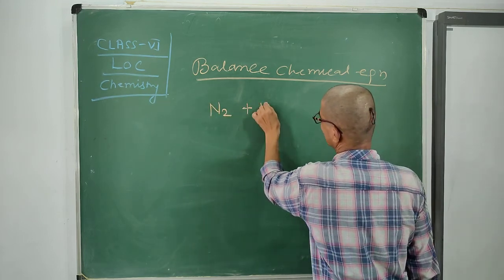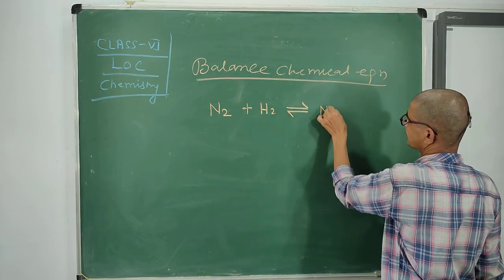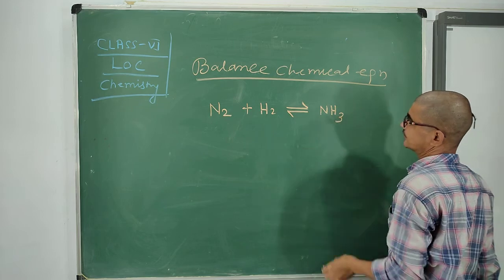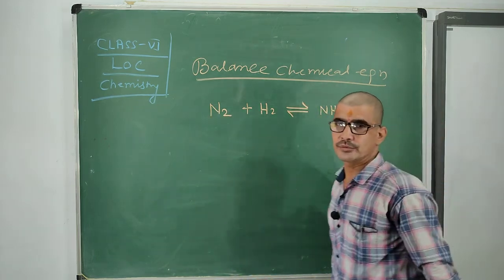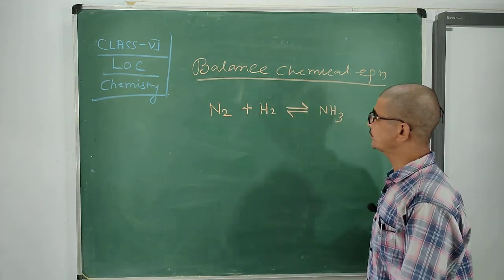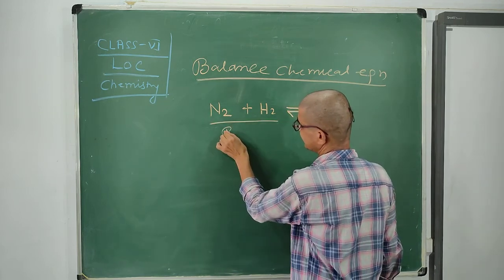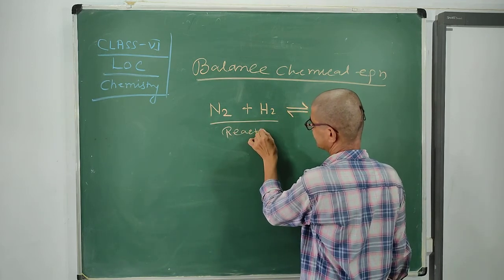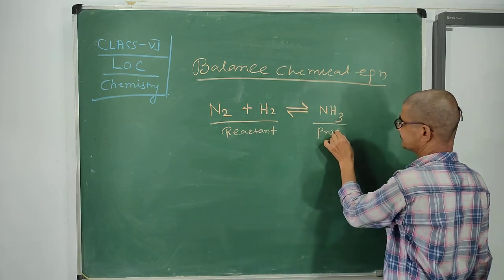Nitrogen combines with hydrogen to form ammonia. This is called an unbalanced chemical equation. It is not balanced. But how can you balance it? First, this part is called the reactant. This part is called the product.